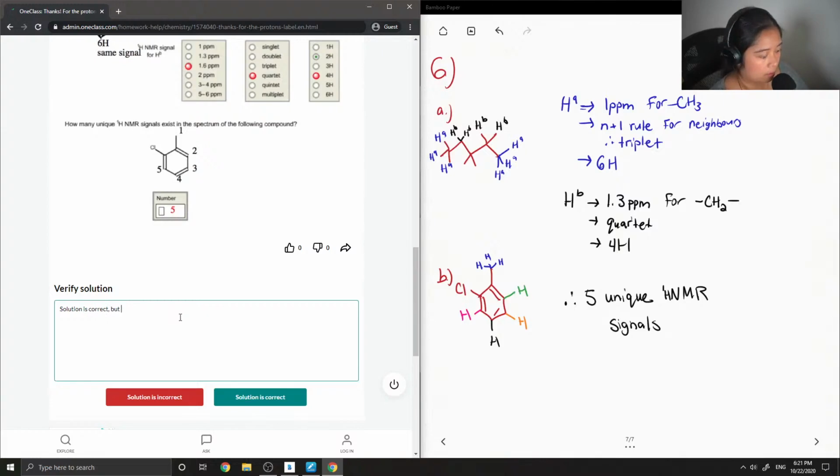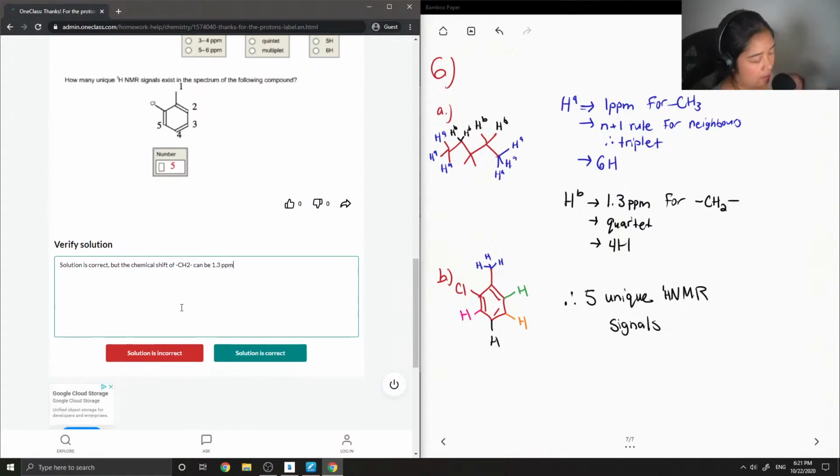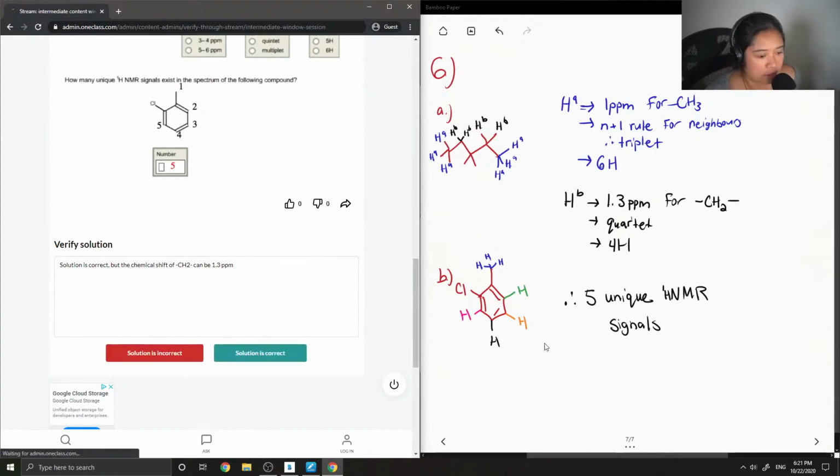But the chemical shift of CH2 can be 1.3 ppm. I'm just going to say this solution is correct though, because all the work was correct.